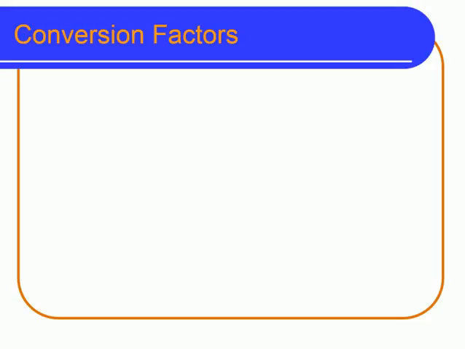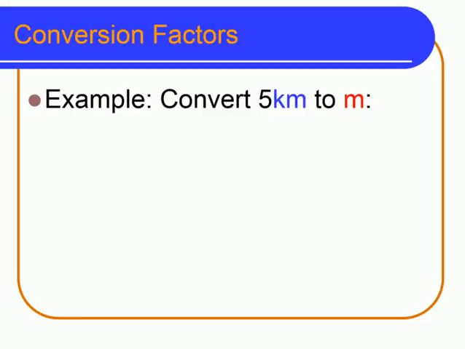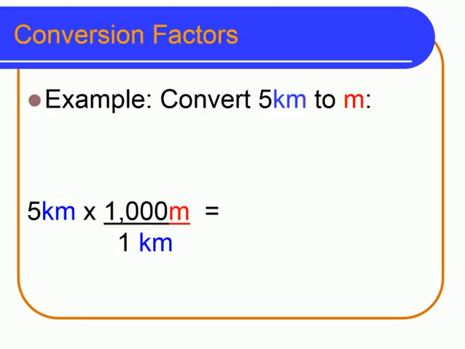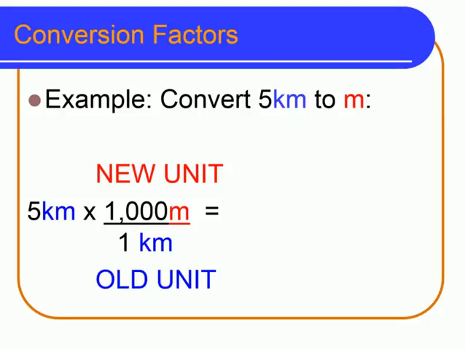Now, I'm going to show you an example of how to set up a conversion factor to convert from one unit to another. So we're going to convert 5 kilometers into meters. So we're going from kilometers to meters. Here we have 5 kilometers, and I'm using my statement of equality. 1 kilometer is equal to 1,000 meters. Meters being the new unit, the unit I want to go to. Kilometers being the old unit, the one that I want to move away from. I want to convert from kilometers to meters. The kilometers are the old unit. Meters are the new unit.